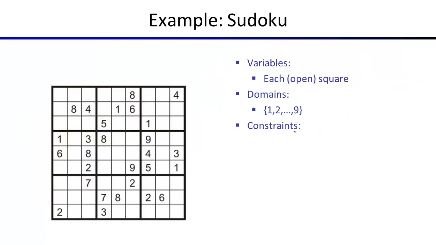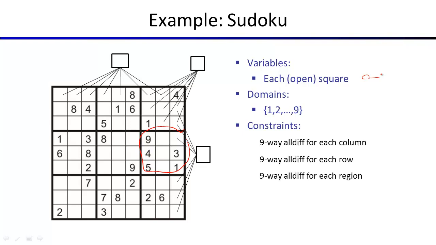All right, here's another one. This is one that more people might have played. What's the problem here? You're supposed to fill in the empty squares with digits 1 through 9, and you cannot use the same digit twice in a row, in a column, or in a subsquare. Shown here, these are the subsquares, one of those, 3x3. In that 3x3, every digit can only be used once. So the variables correspond to each open square. The domains are all 1 through 9. The constraints are you need a 9-way all-diff for each column, a 9-way all-diff for each row, and a 9-way all-diff for each region.